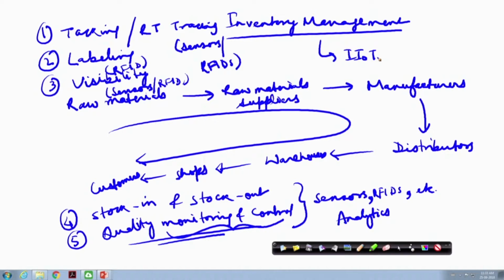So, this is inventory management and how we can make it much more efficient through the implementation of IIoT. IIoT based inventory management is what we are going to achieve if we can implement it using suitable technologies.